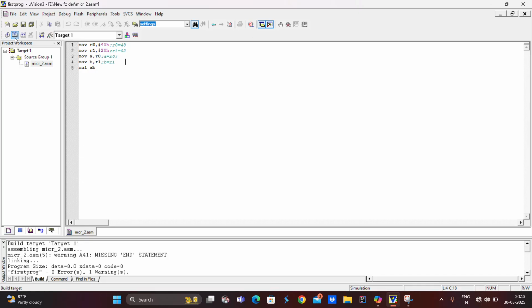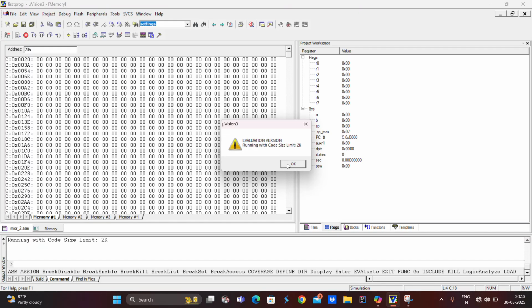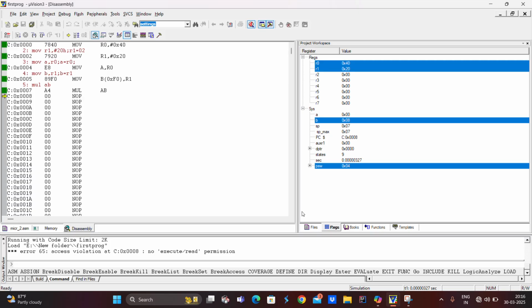So let us again build it, then debug it. So what does happen, we will see it, then run it. You might be saying B is having the value 8. Why does it? Because keep it in mind, A always has the MSB value and B always has the LSB value. Your MSB value is 00 and LSB value is 8. So that is why A has the value 00 and B has the value 8. So it is 800 including both.